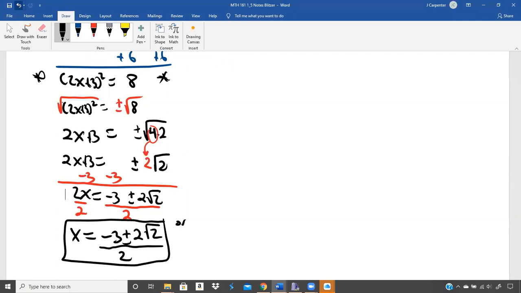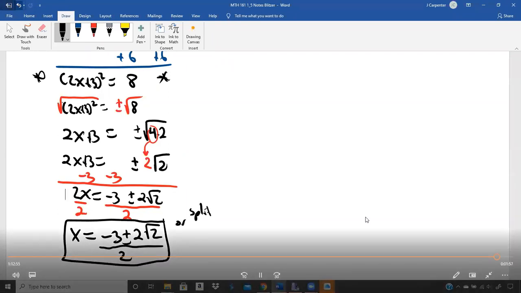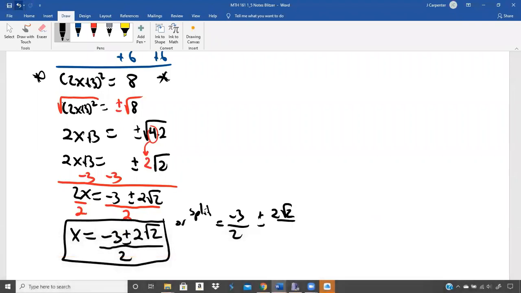So alternate version of this answer, if you split it, you'd get -3 over 2 plus or minus 2 square root of 2 over 2. Then these 2's you can cancel, giving us -3 over 2 plus or minus radical 2. That's fine. It's not necessarily better. My math lab would take either, thankfully, so you're set.